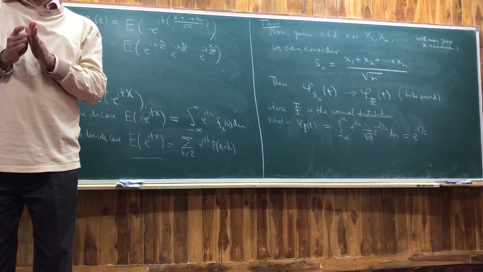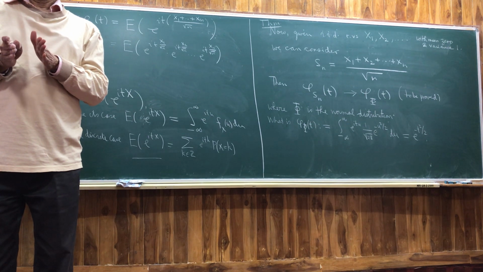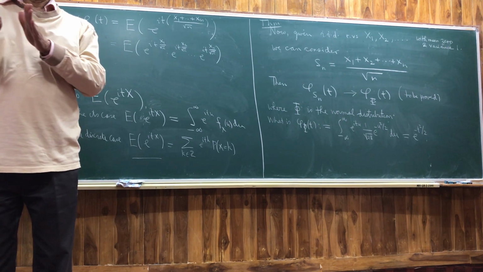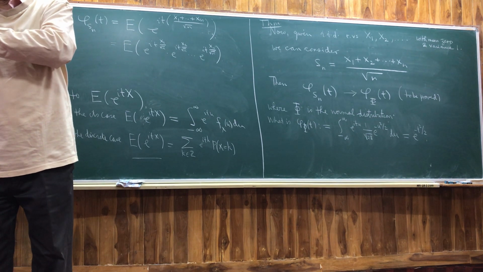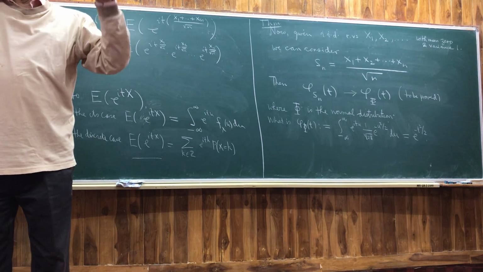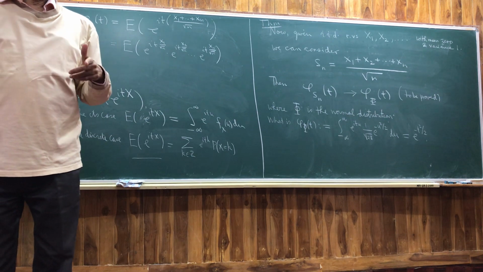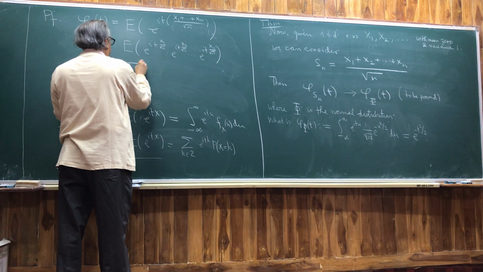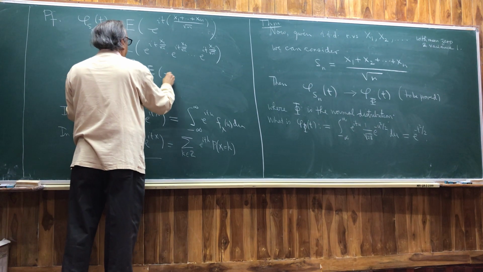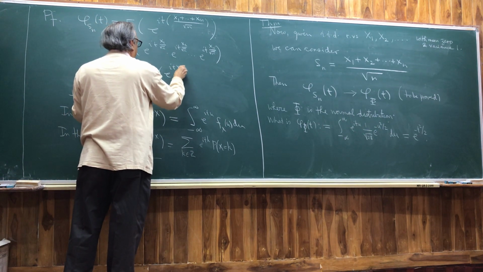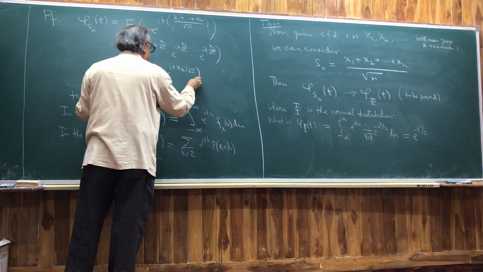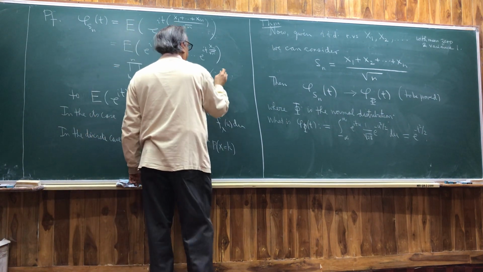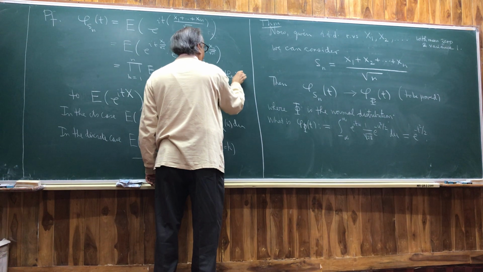If two random variables x and y are independent, the expectation of xy is equal to the expectation of x times the expectation of y. So if x and y are independent, the expectation is a multiplicative function. So this becomes the product, k going from 1 to n, of the expectation of e to the i t xk over root n, since the xi's are independent.